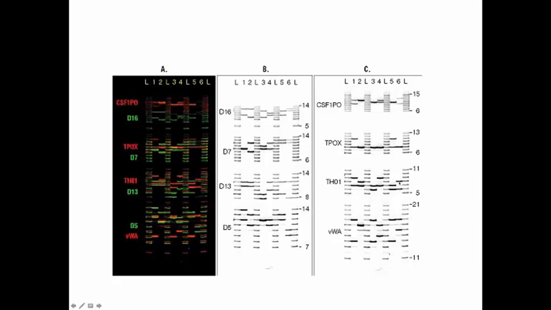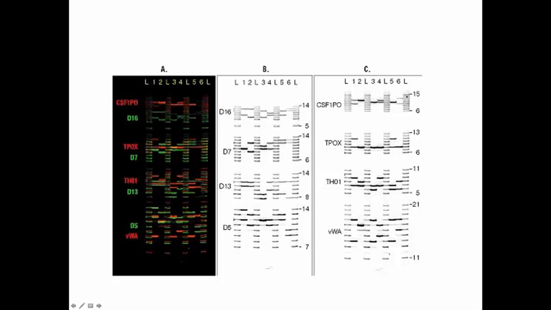And so you can go through and you can then categorize them at the location of CSF1PO. And that's nice. You can do maybe 4 on the same gel, but if you tried to do more up here, they'd get so close together you wouldn't even be able to tell the difference between all these sizes.